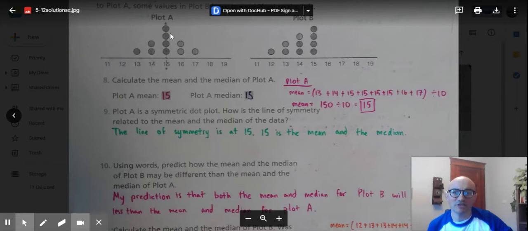Starting out with a symmetric plot of data here, I've now shifted some values. If you notice here, I keep my 4 values at 15, but I take one 16 and move it over to 14, I take another 16, move it over to 13, and I take a 17 and move it over to 12. In other words, I've shifted a bunch of my dots to the left side. And that's what plot B looks like. We shifted a whole bunch of these dots over to the left.